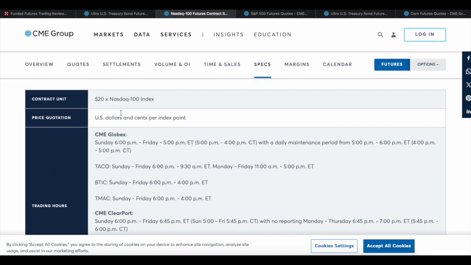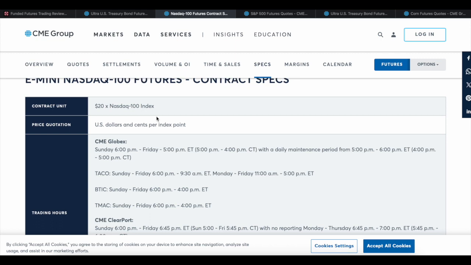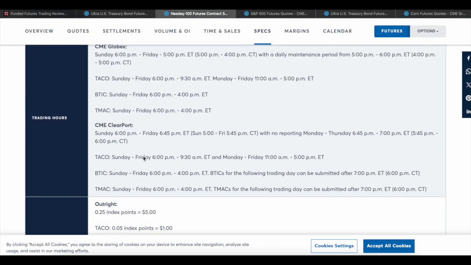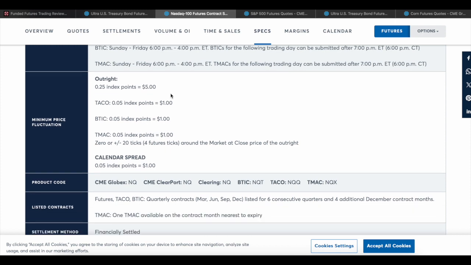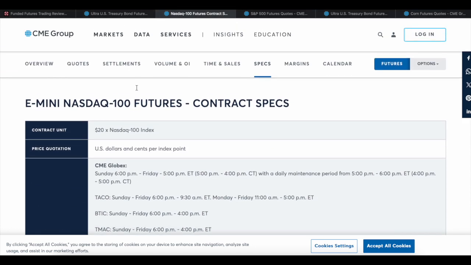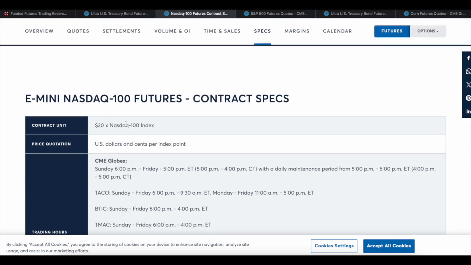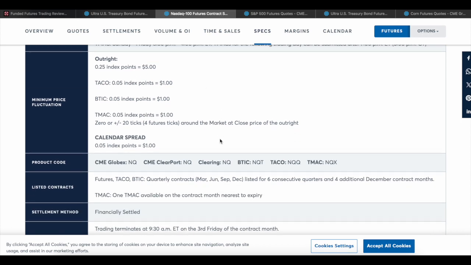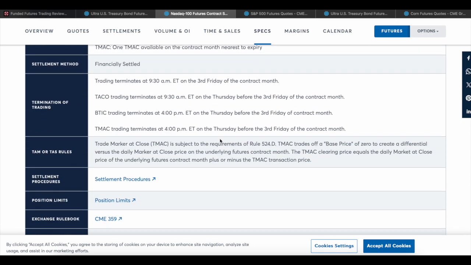So, per contract amount, the dollars, when the market hours are, Globex, etc. The outrights, why it trades in quarters, $5 a tick. There you go. One point, correct myself, is $20. So 1 tick is a quarter of a point, and that's why it is $5. There you go. Not that exciting.